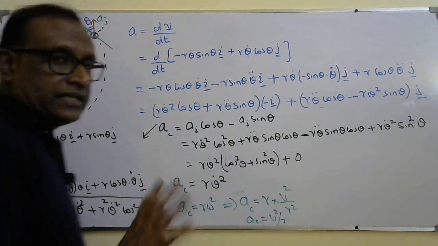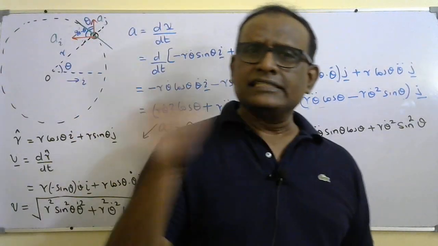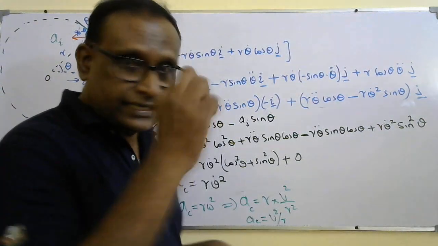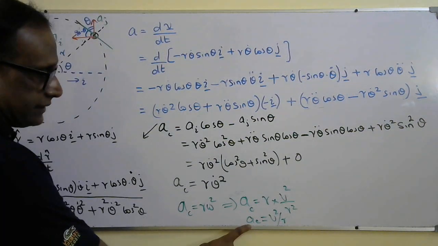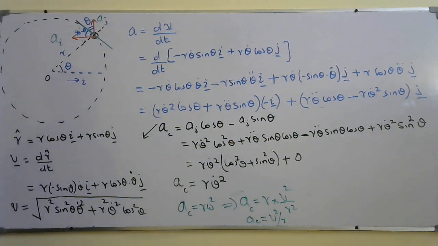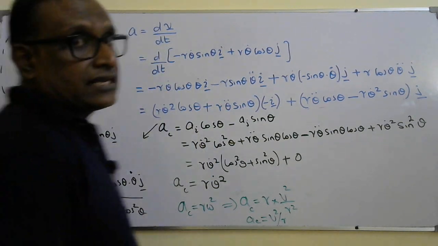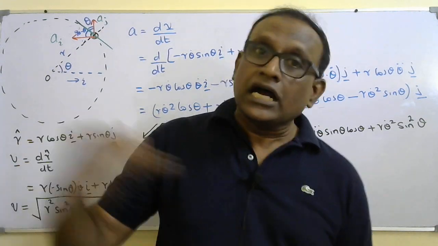Here I never used whether the speed is changing or not. I am just taking, at a point, what the acceleration could be at an instant, and the centripetal acceleration is v squared over r. So this is the centripetal acceleration towards the center. Next we'll check: can there be an acceleration along the tangent?